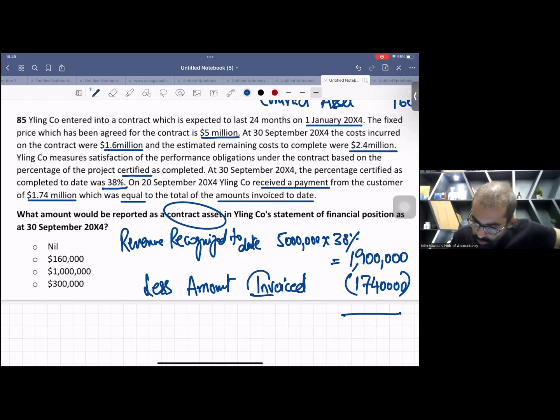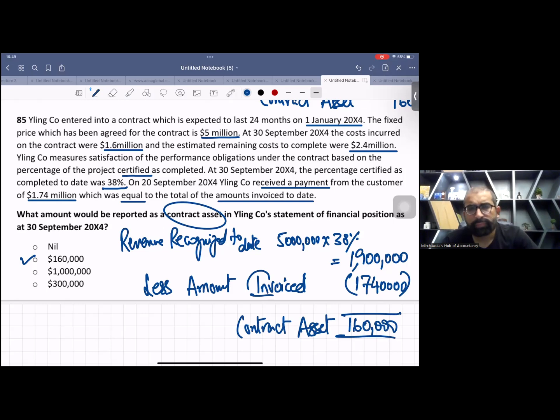Now you can calculate the difference. It should be, I think, 160,000. Yes, 160,000 is the contract asset. It's very simple. Nothing to worry about. You guys were panicking because the questions in the old kit are different.